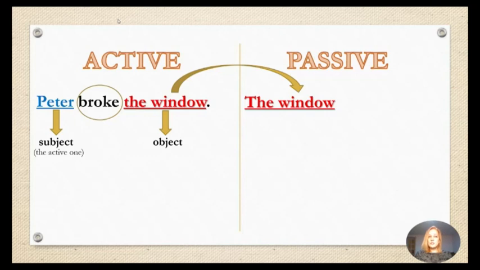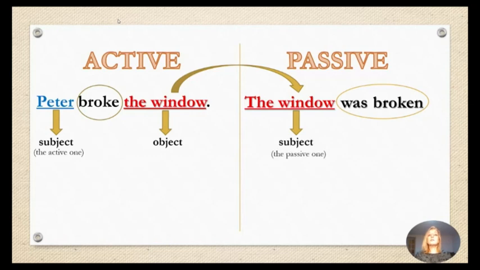You know that in English, subject always goes before the verb. So this time our subject, the window, must go before the verb. And what about the verb? Now we put the verb to be in past simple. So was, and we use the past participle of the verb break, which is broken. The window was broken. So the window, once again, is the subject of this sentence.